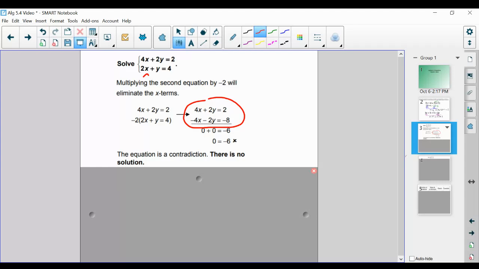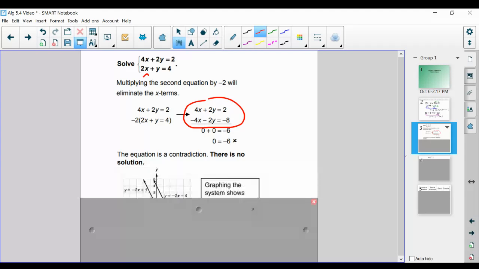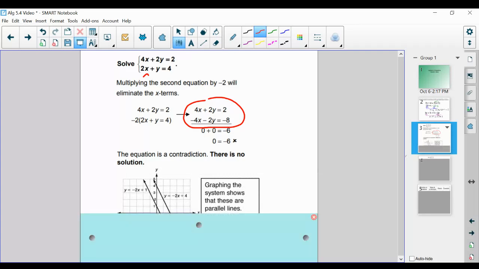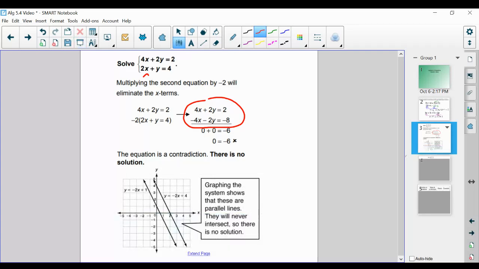And if we were to use the graphing method for it, it would look like so. Graphing these systems shows that these are what we call parallel lines. They will never intersect, so there can't be a solution because they're never going to have a point of intersection. Since we know parallel lines have the same slope and they never intersect, there is never going to be a solution between these two equations.